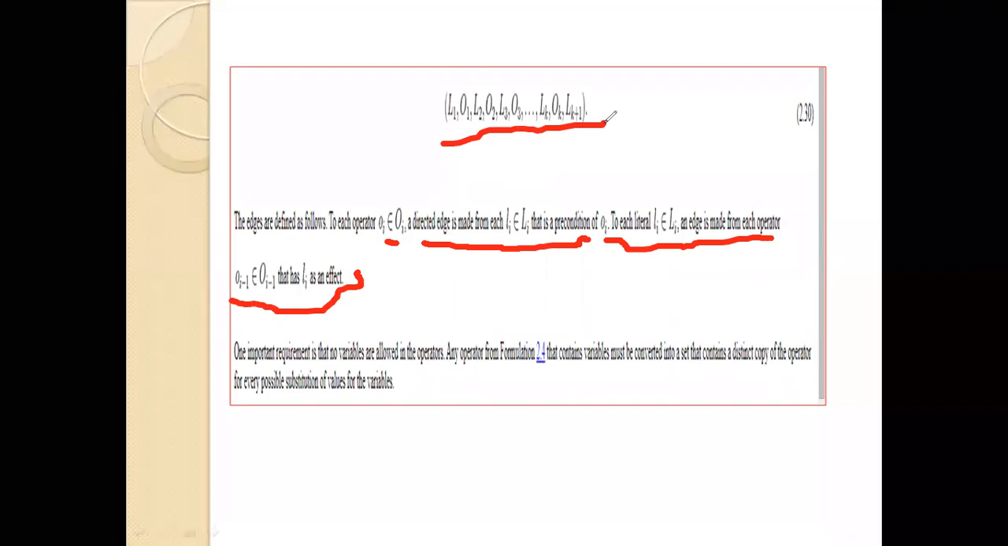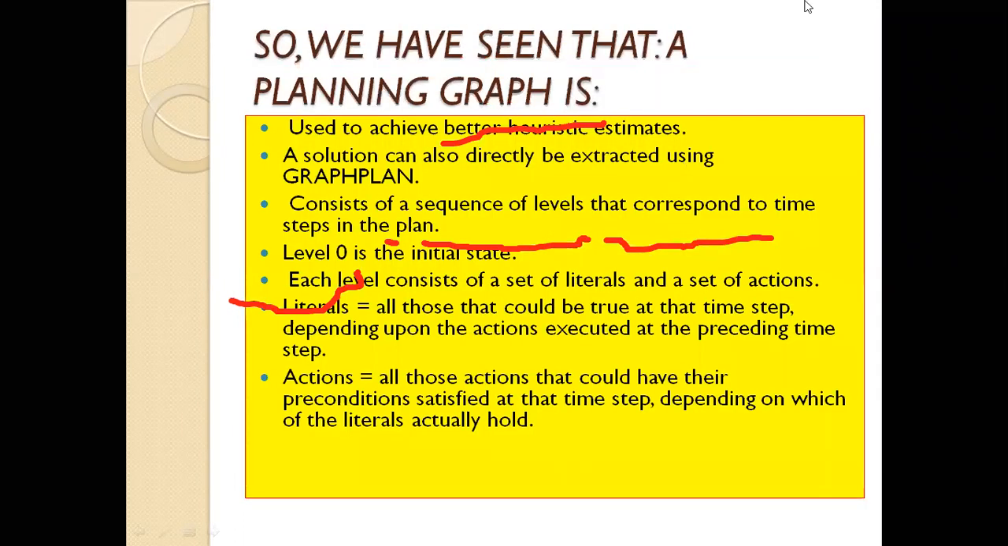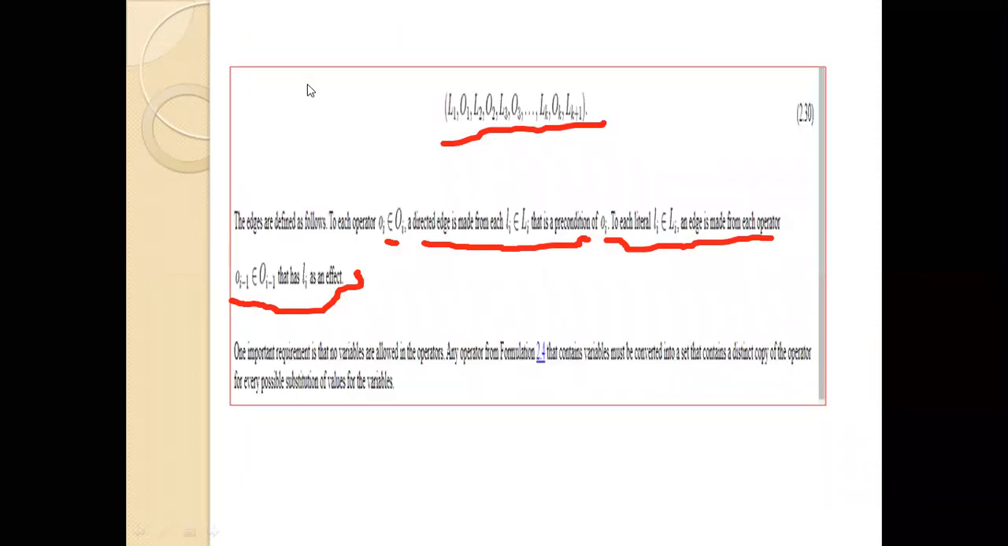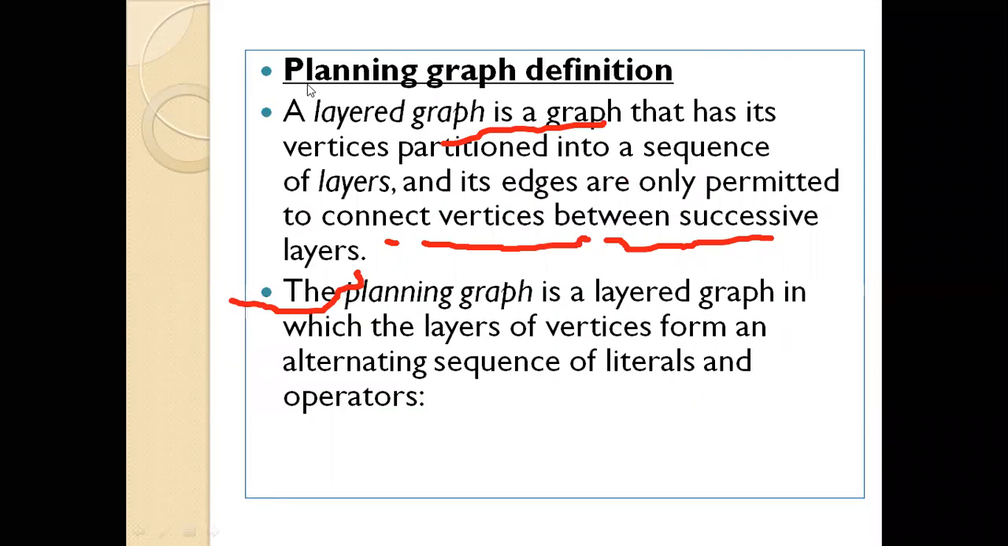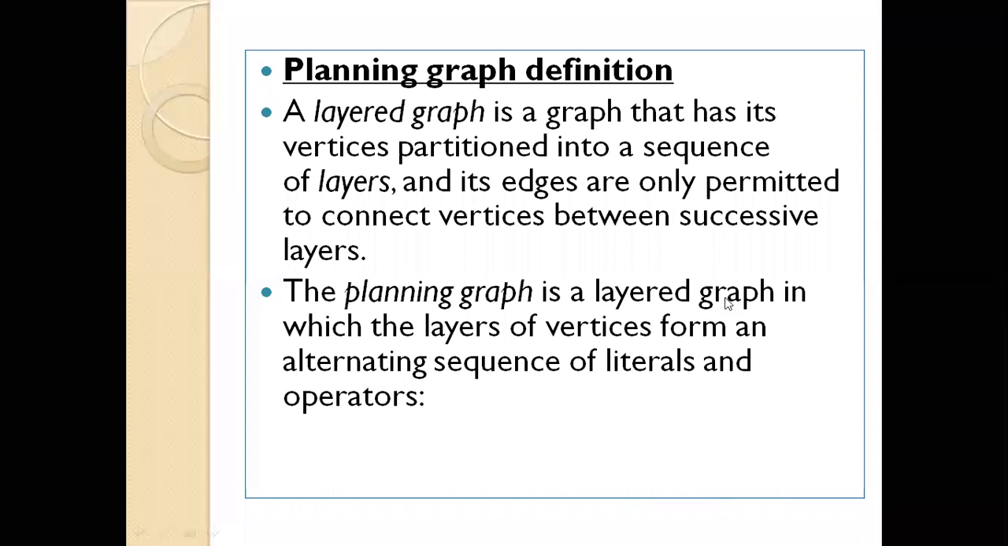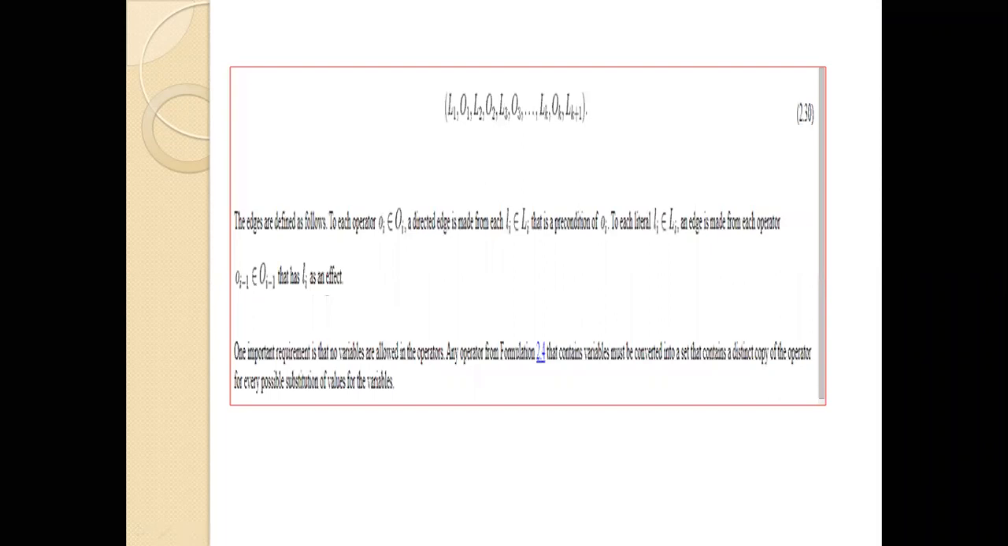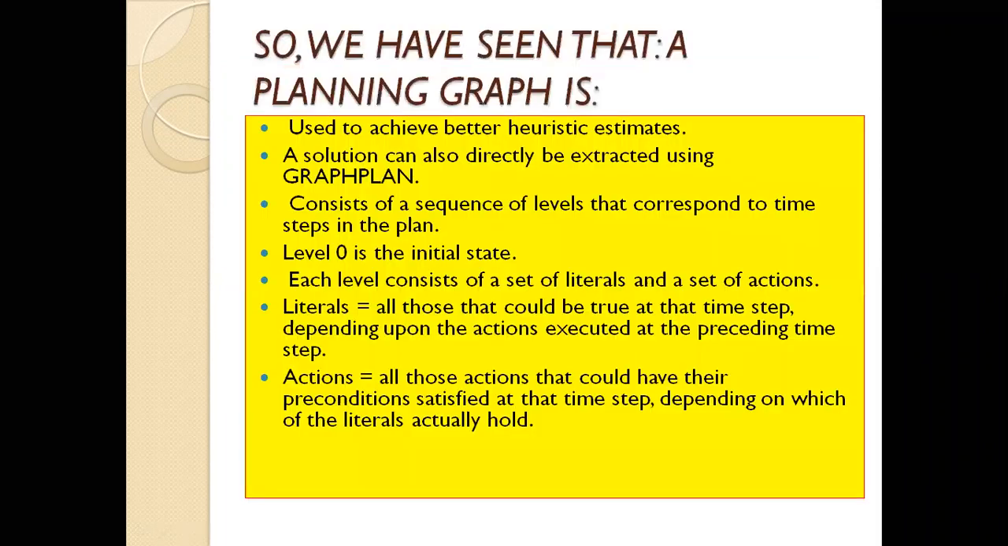Let's discuss one more thing now. Let's summarize the points. What we have got. First, we have seen what is a layered graph, and we have discussed that planning graph is again a layered graph, where the literals and operators follow an alternating sequence. Now let's summarize this fact.